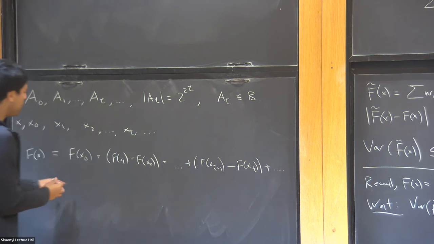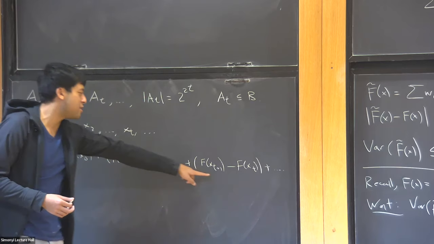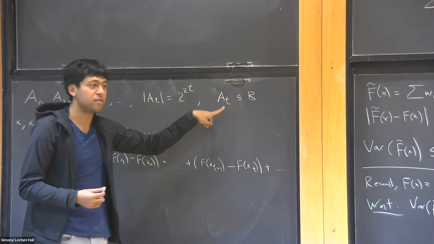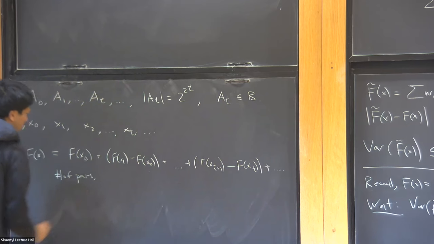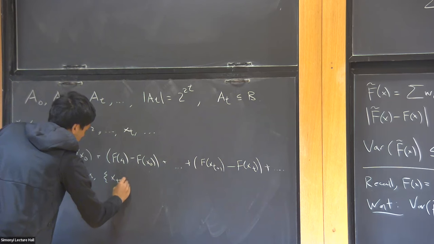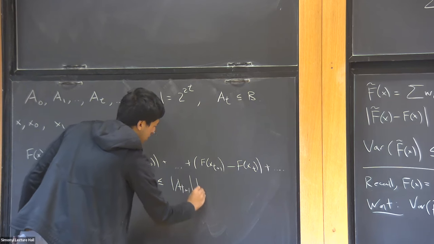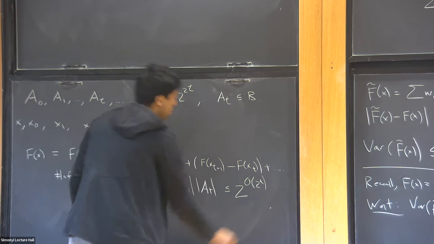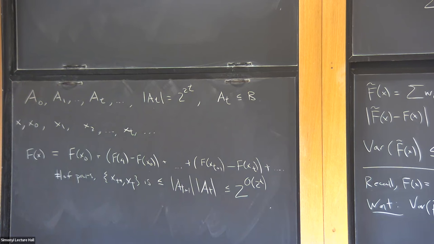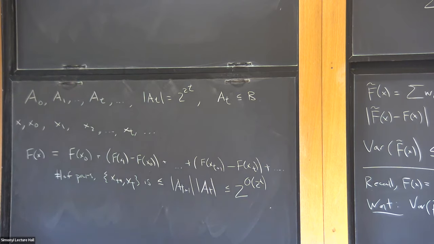Observe that for every term I've written down here, the number of different possibilities for x(t+1) and xt is finite in terms of t. The number of pairs x(t+1), xt is at most the size of A(t+1) times the size of A(t), which is at most 2 to the O of 2 to the t. So the plan is to bound the maximum error of each of these terms separately and then add everything up. That's going to be the bound. Does the plan make sense?